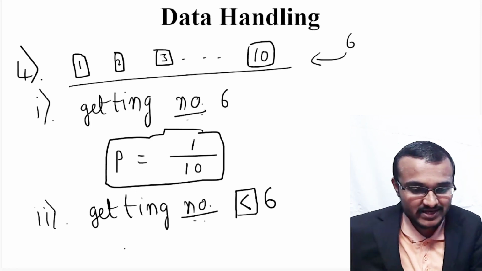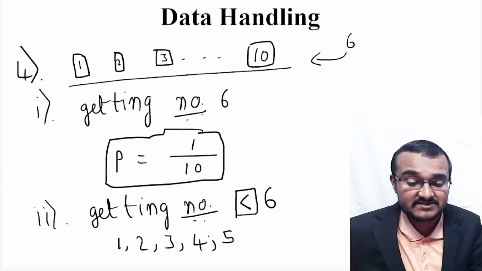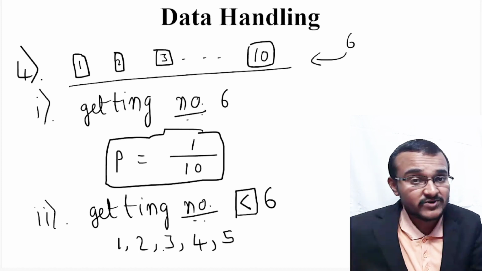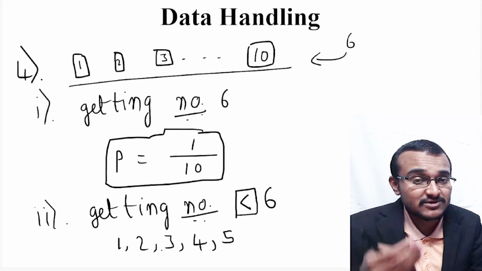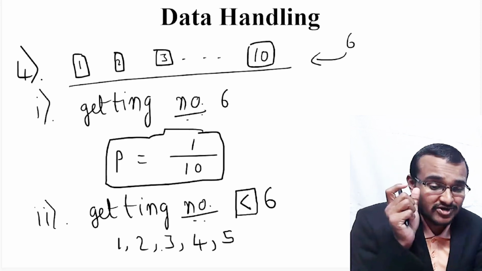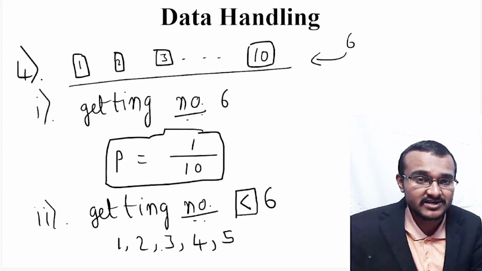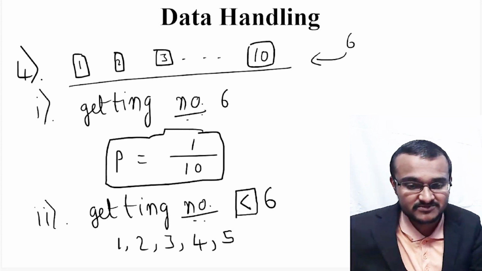So here you can see 1 is less than 6, 2 is less than 6, 3 is less than 6, 4 is less than 6, 5 is less than 6. That means 6 you cannot take, because 6 is actually equal to 6. You should only take the number which is less than 6. So the only possible outcomes are 1, 2, 3, 4, 5 in this particular event. So what is the probability of this particular event?